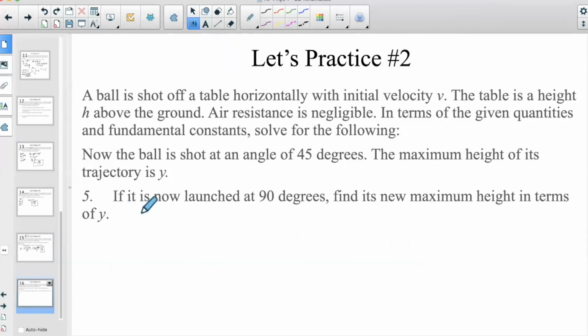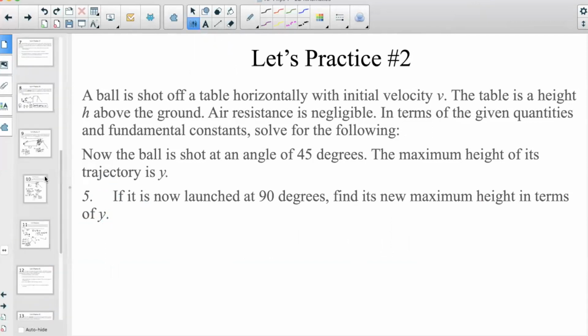Now, if it is now launched at 90 degrees, find its new maximum height in terms of y. So College Board, a lot of the time what they do with these symbolic derivations and questions like this is they ask you to compare two things. So you have to find its new maximum height, but in terms of y. So it'd be something times y, or something minus y, or something y minus something. It's always going to be concerning y. That means we have to figure out what y is.